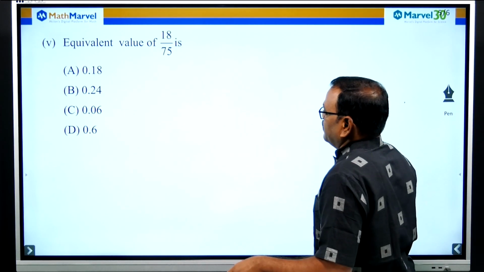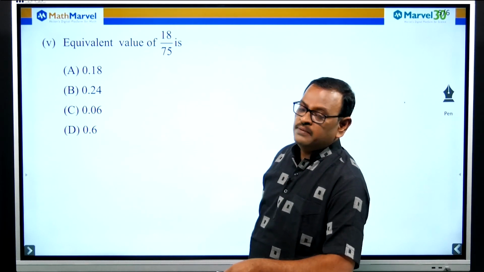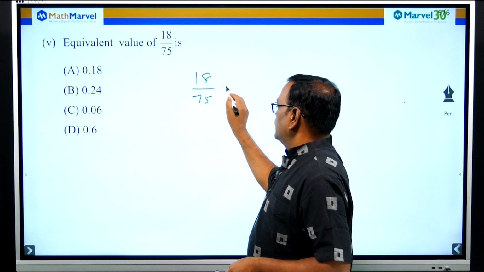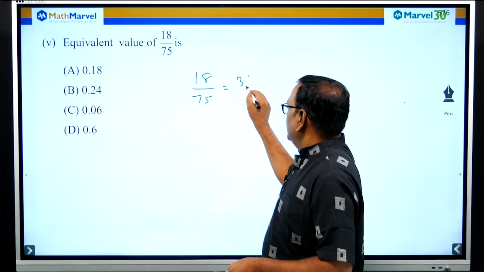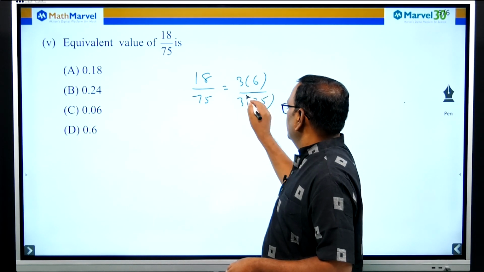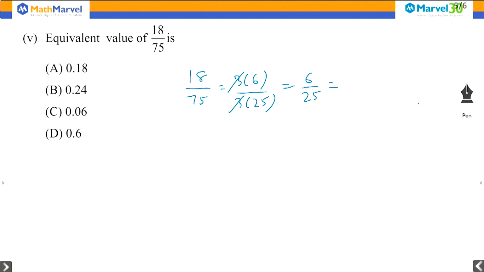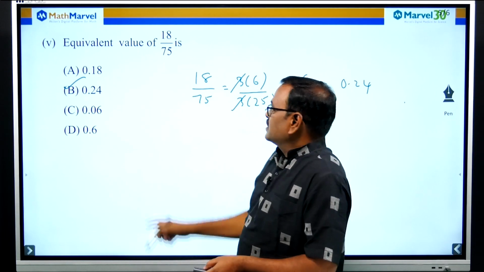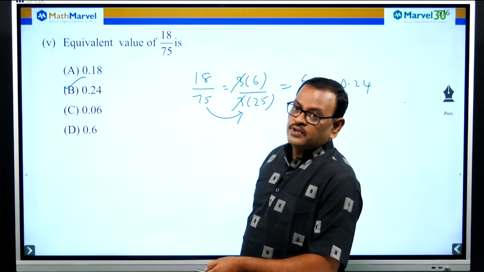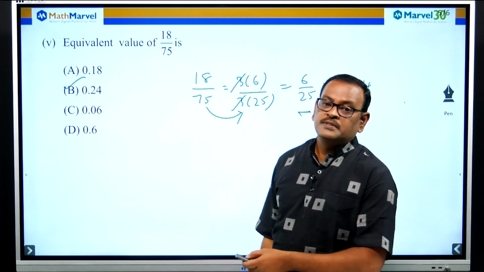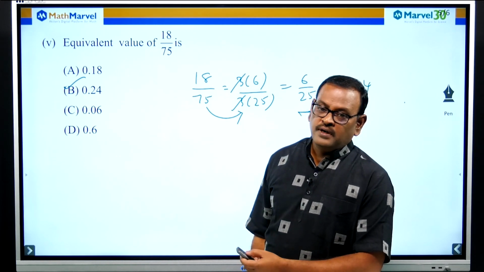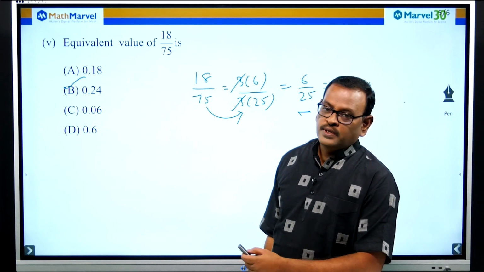Equivalent value of 18 by 75. Write 18 by 75, simplify if possible. Take the common factors. What are the common factors for 18 and 75? 3 times 6 and 3 times 25, the 3 gets cancelled. 6 by 25. From the previous two sums, the decimal value of this is 0.24, option B. Instead of directly dividing, simplify if possible. This is the simplest form, and we can convert it to decimal by changing the denominator to a power of 10. Now you know the concept of rational numbers, different types of concepts, using one single case study question.